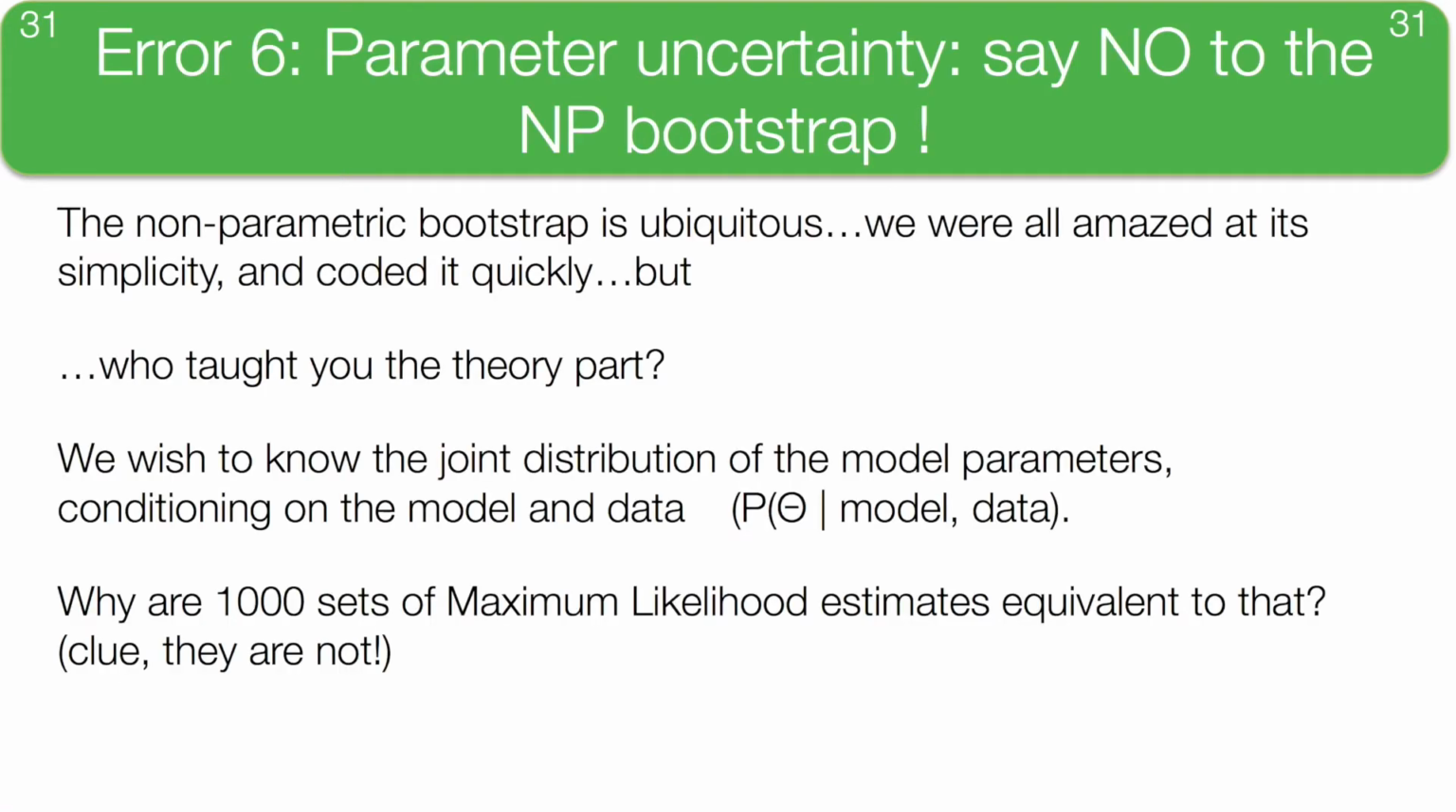Error 6 is around parameter uncertainty, and I've said provocatively here, say no to the nonparametric bootstrap. I think the nonparametric bootstrap is ubiquitous. I think we're all amazed how simple it was, how quickly we could code it. So who taught you the theory part? We wish to know the joint distribution of the model parameters, conditioning on the model and the data. So why are 1000 sets of maximum likelihood estimates from the nonparametric bootstrap equivalent to that?